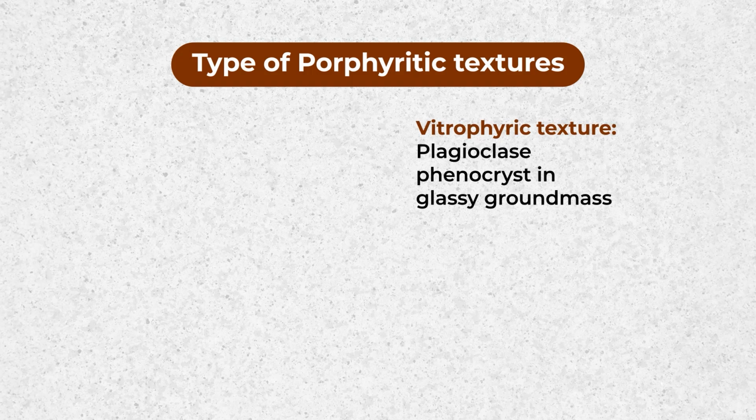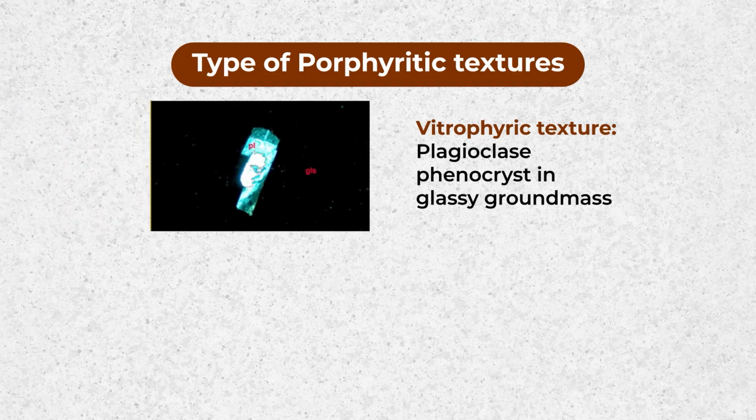Let me show you the three important types of porphyritic textures. First one on my left hand side is vitrophyric texture. In this case, the plagioclase phenocrysts are lying within the glassy groundmass. All around the white-grey colored plagioclase crystal, you have a black glassy groundmass.